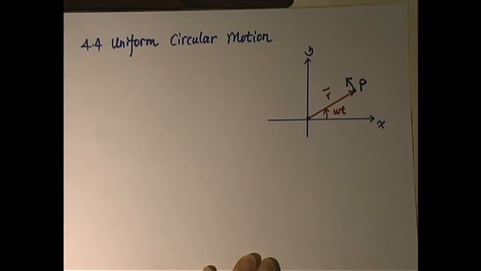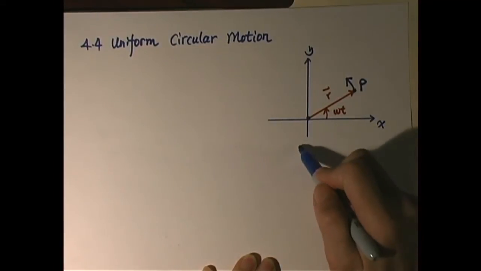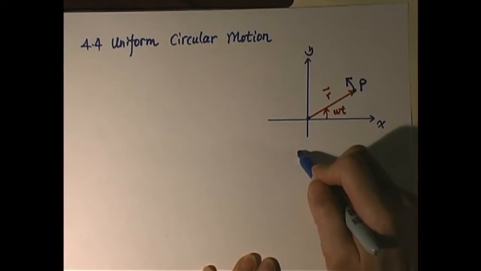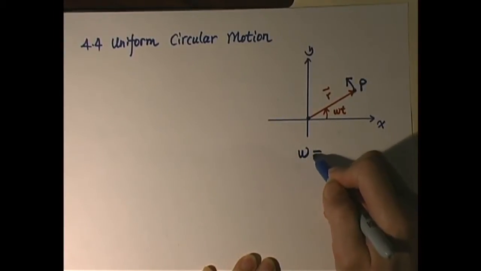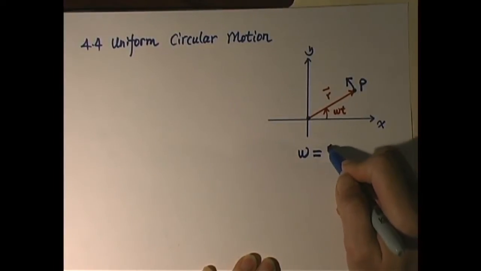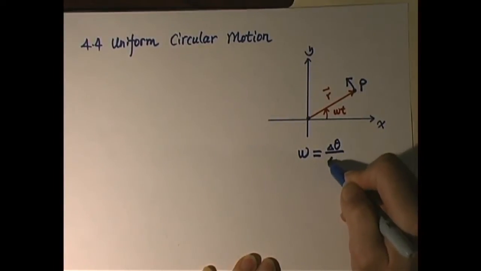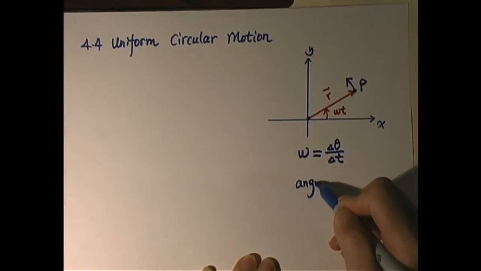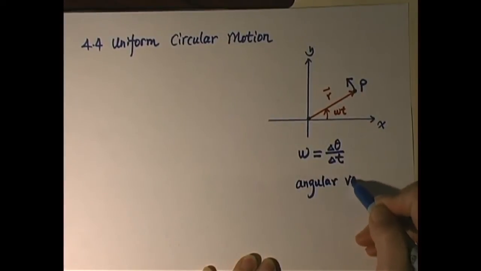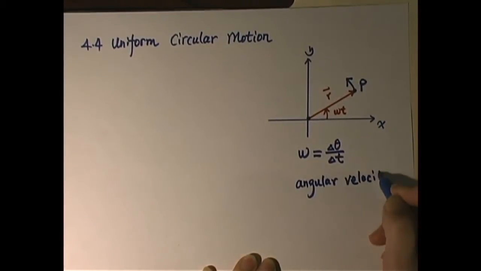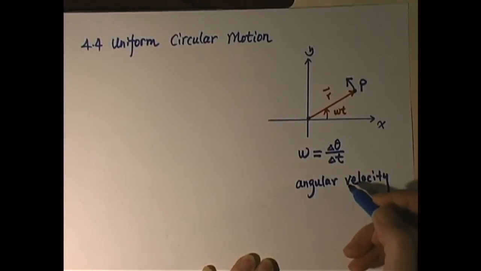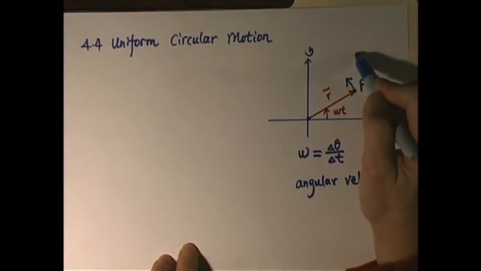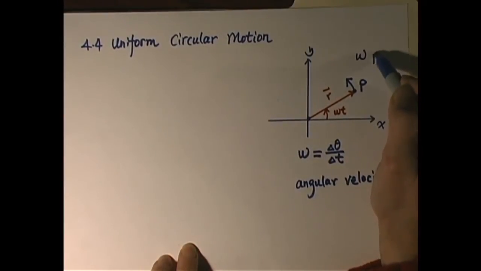Now, in order to be uniform, it has to turn the same amount of angle within the same amount of time. We use a physical quantity called omega to define this. Omega is the change of the angle over time, and we give it the name angular velocity. The reason it is velocity is that omega in this case is counterclockwise.